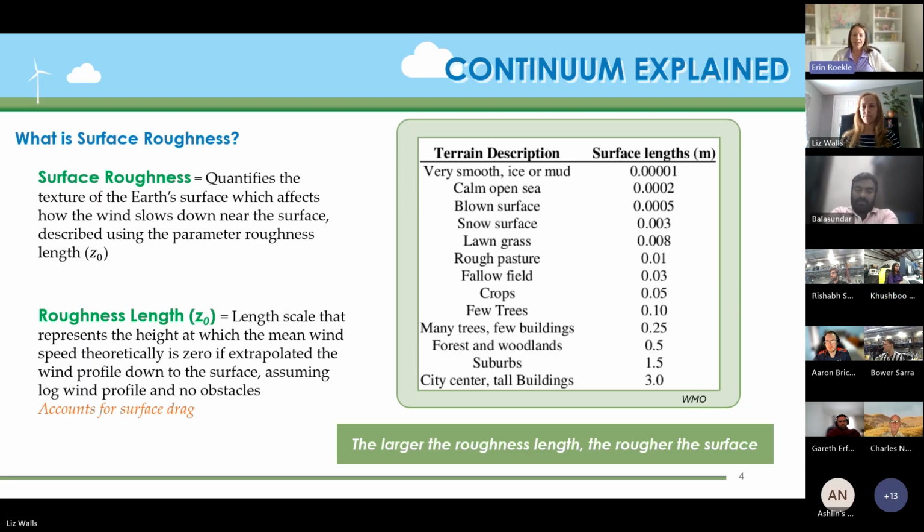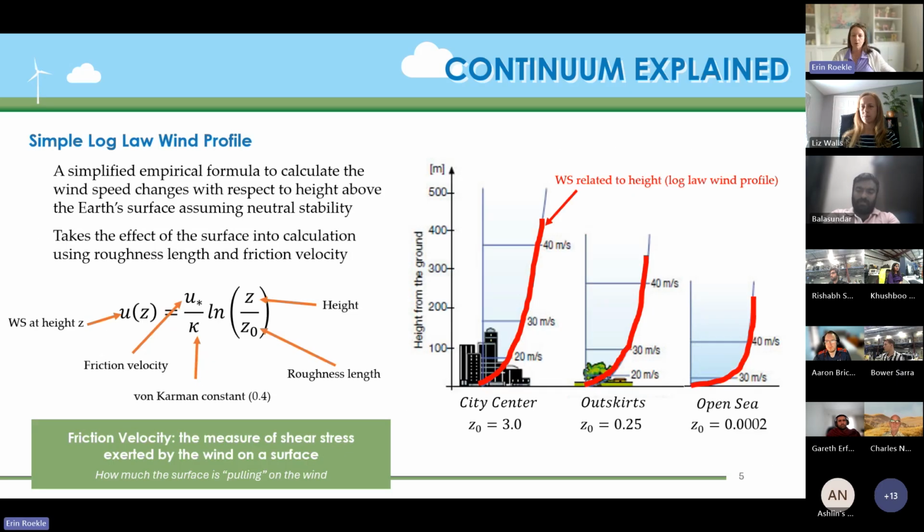So we're talking about that log wind profile. So let's look at that equation. What does that all have to do with it? There's a simplified log law wind profile that is basically just an empirical formula, and it's used to calculate how the wind speed changes with respect to height. So how is the wind changing as you go up in the vertical away from the surface?